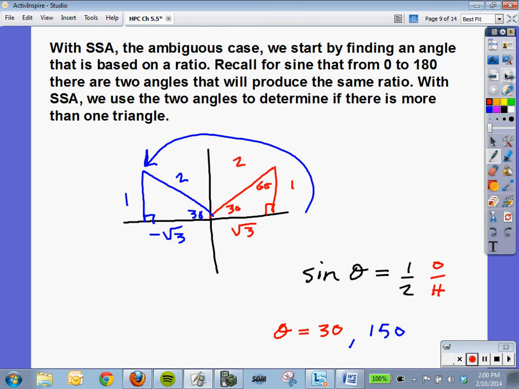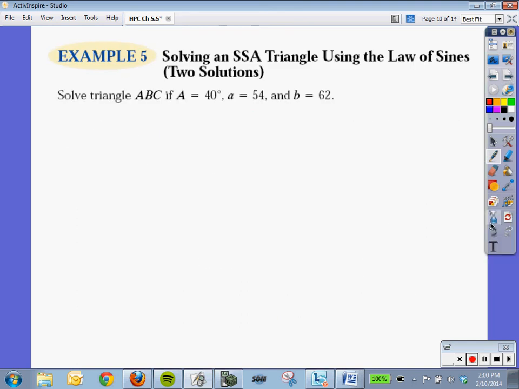Let's go to this last example. So this last example, example 5, we have triangle ABC. And we have angle A is 40, little a is 54, and little b is 62. So to start off, we have to figure out what big B is equal to. So we're going to set up the law of sines to figure out what angle B is equal to.